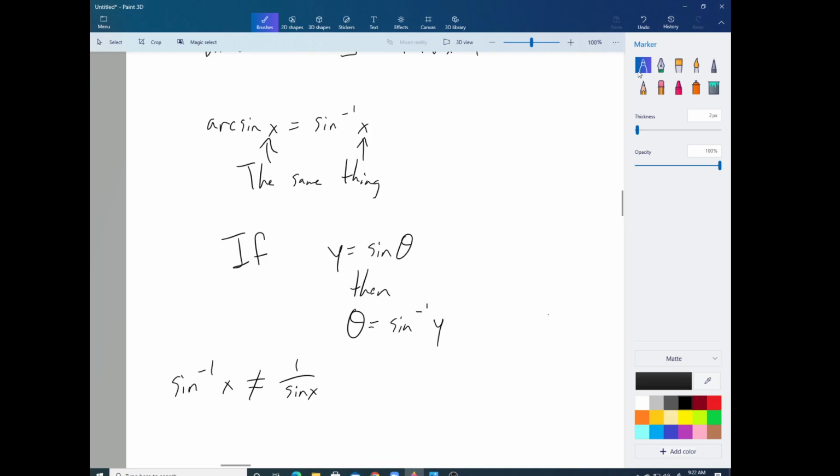All right. So, a couple things that we need to remind ourselves of when we're talking about the properties of these inverses. The first thing that we need to talk about is domain and range.